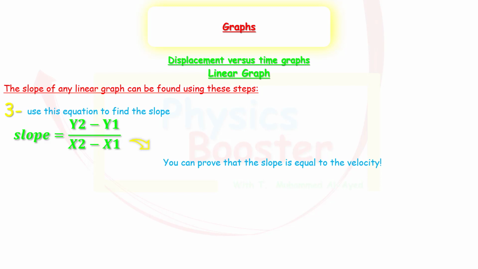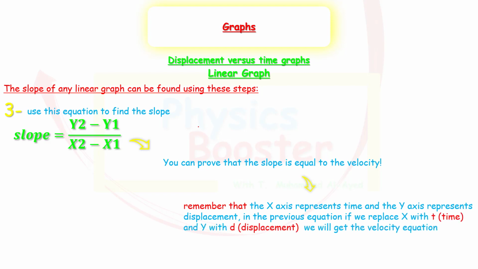Now, let's prove that the slope is equal to the velocity. How are we going to do that? Well, remember that the x-axis represents the time, okay? And the y-axis represents the displacement, okay? Now, from the previous equation, if we replace x with time and y with displacement, we will get the velocity equation. Let's look at it here.